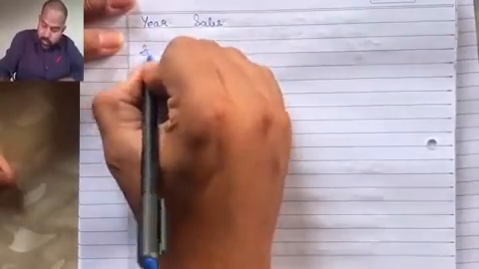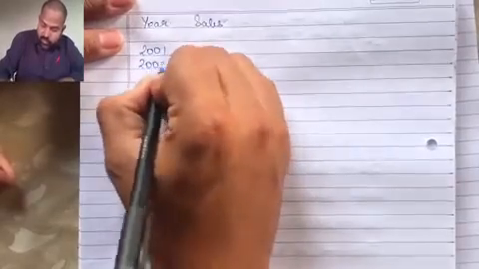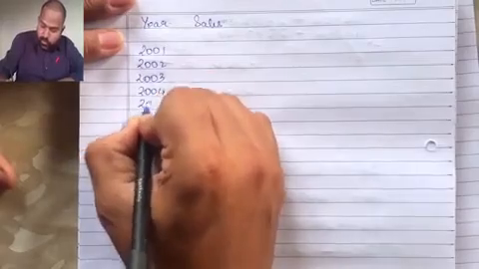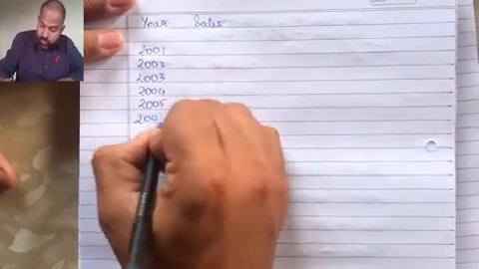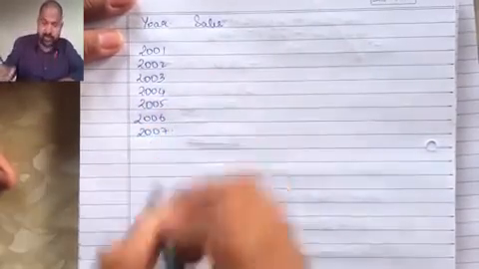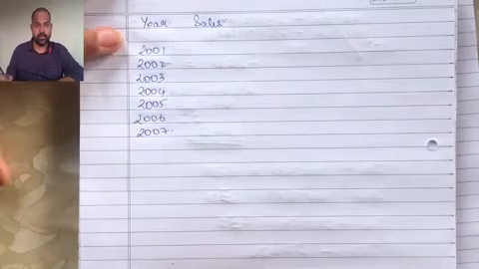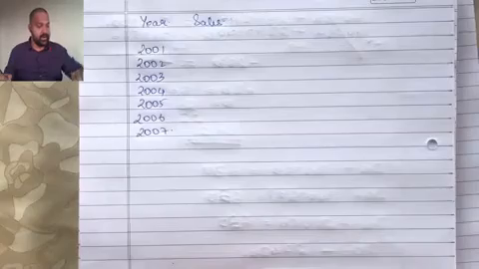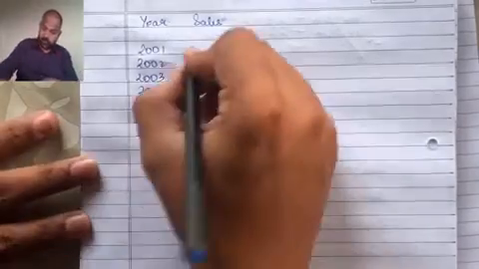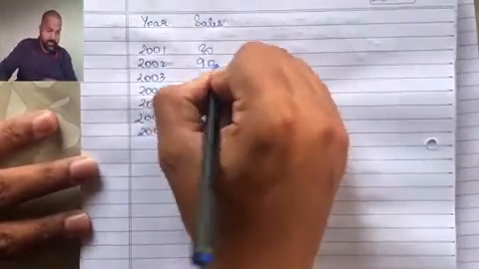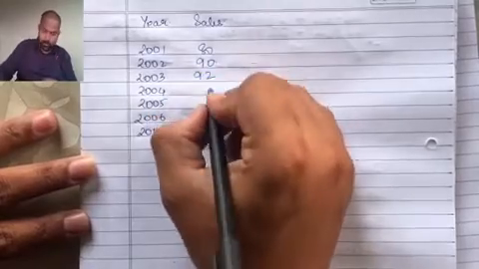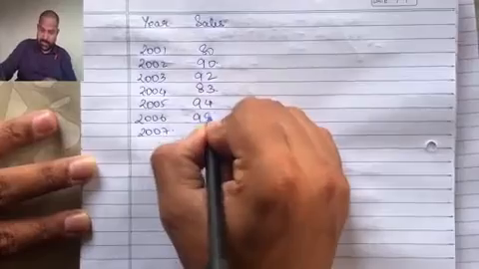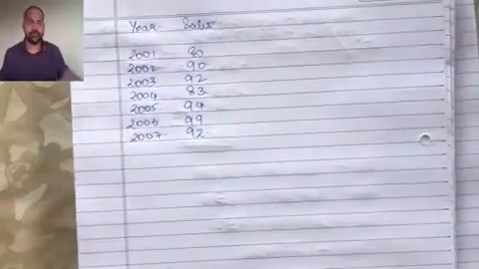My year was 2001, 2002, 2003, 2004, 2005, 2006, 2007. And the sales given to us were 80, 90, 92, 83, 94, 99 and 92.